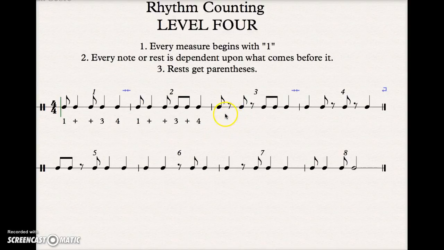Now we have eighth notes that are directly on the beat. Eighth notes that are on the beat need to be recognized differently than eighth notes that are off the beat. This is 1. After this is the and. Let's see if I can get this to line up properly.